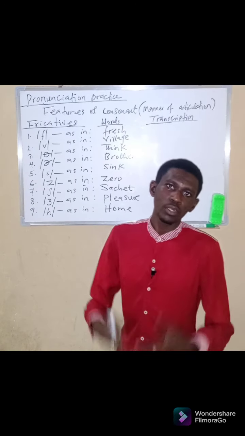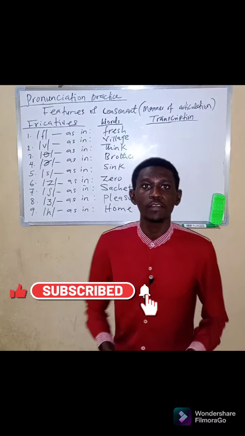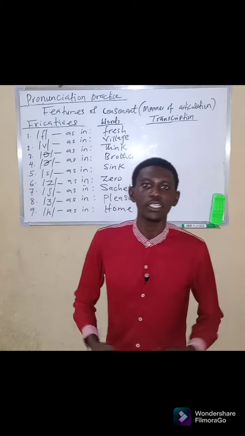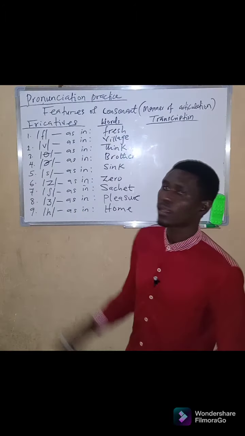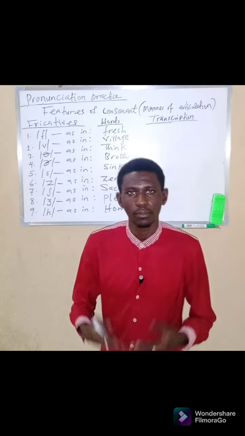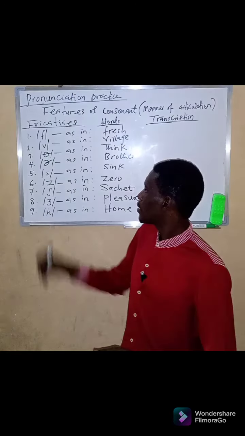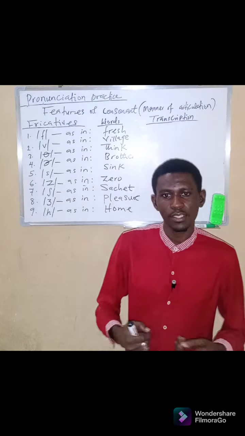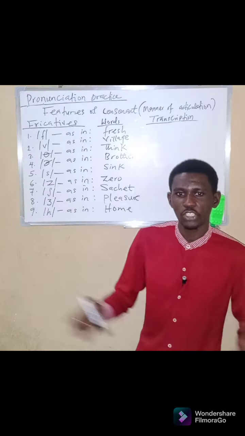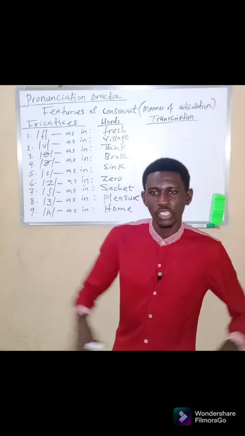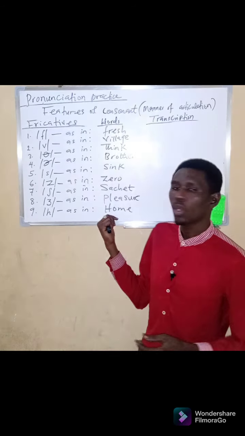Let's take it again with examples in words. In words like fresh, v, in words like village, in words like think, and in words like brother, and in words like sink, z in words like zero, and sh in words like sachet, j in words like pleasure, and in words like home.